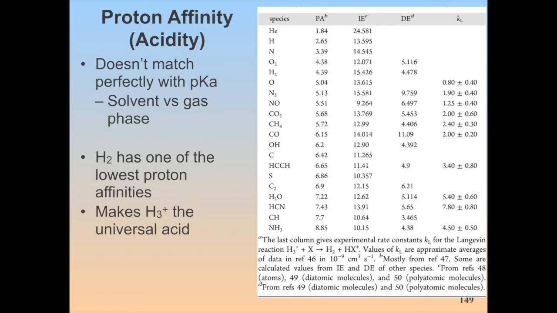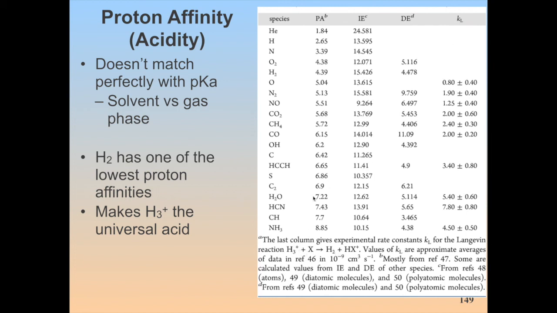All right. Now, hydrogen, the reason this is so very important is because hydrogen, H2, has a fairly low proton affinity. So this kind of makes it the universal acid. Now, here we have all of our species that we're going to be talking about, and these are ordered in order of increasing proton affinity. Here we also have our ionization energy, the dissociation energy, which counts for molecules over here, and then this would be the Langevin rates for being basically protonated here by the H3+.